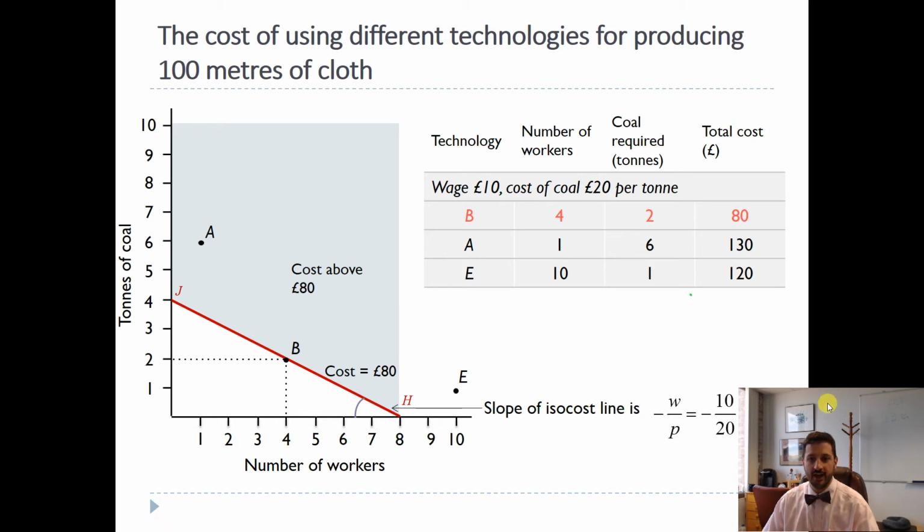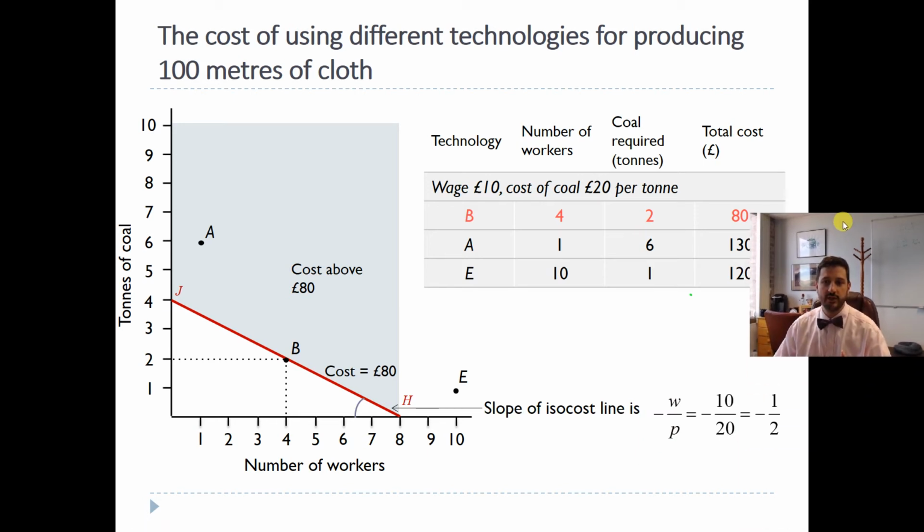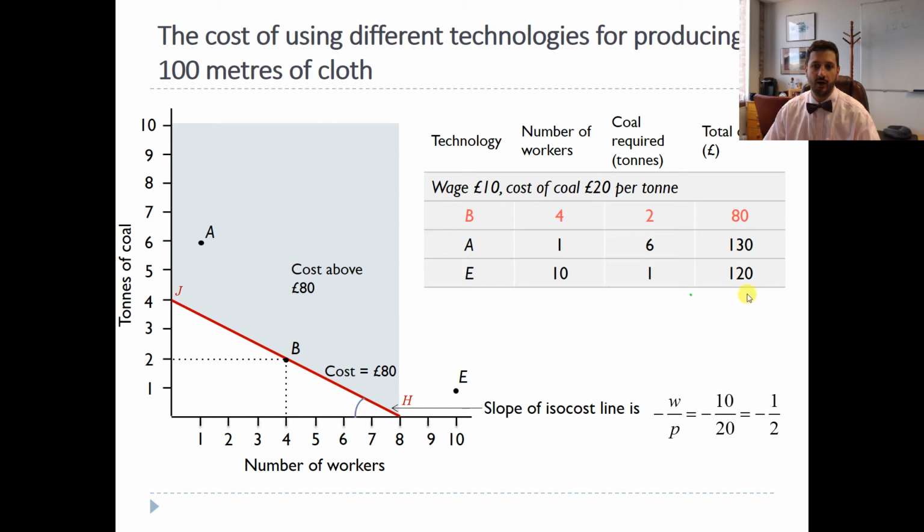The slope of that curve is just going to be the negative of the wage, which is what the workers cost, divided by the price of coal, which is what the coal costs, or in this case, 10 divided by 20, or 1/2. It's negative, right? It slopes downward. It has a negative slope. Occasionally, you may find an economist that just ignores that negative number and just says, hey, it's got a slope of 1/2, because we know it's negative. We're assuming it's negative.